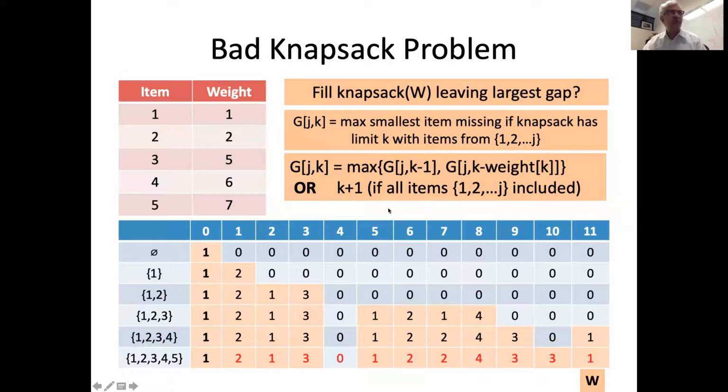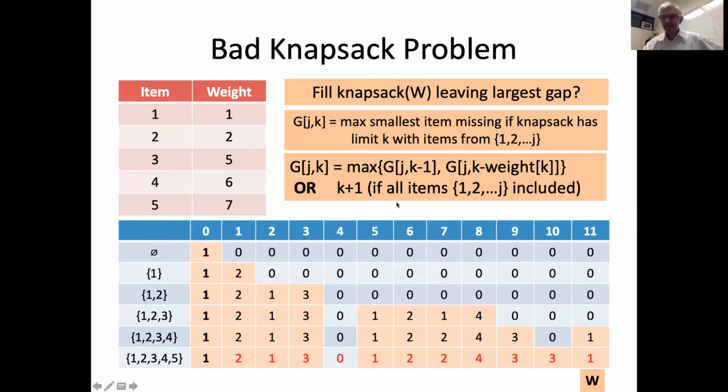Or it could be K plus 1 if all the items 1, 2, 3 up to J are included. So if you're in row 3, and if you've added everything so far, then you better call that 1 extra, 1 more. So by the way, it shouldn't be K plus 1, it should be J plus 1. So that was another mistake. Yeah, so there are a whole bunch of mistakes here. I'll fix this and I'm happy to send it to you when you're ready.